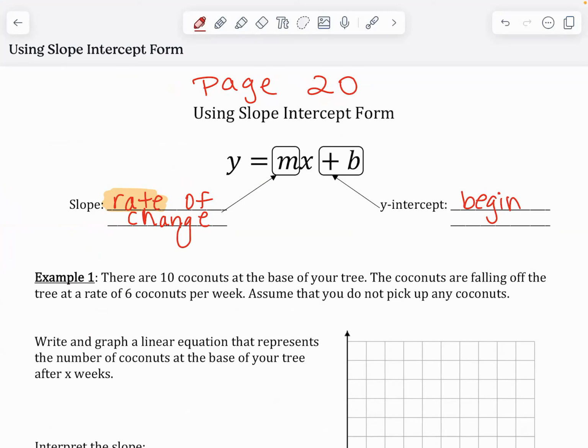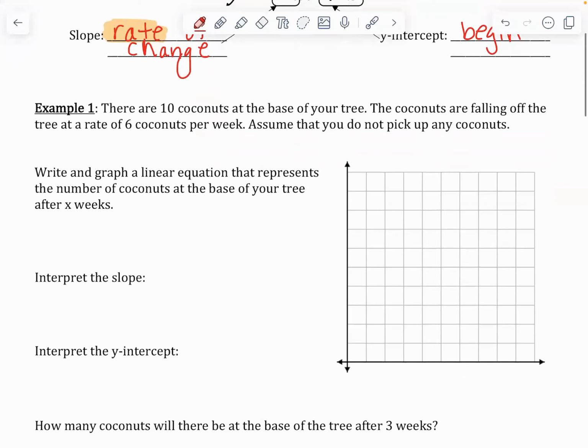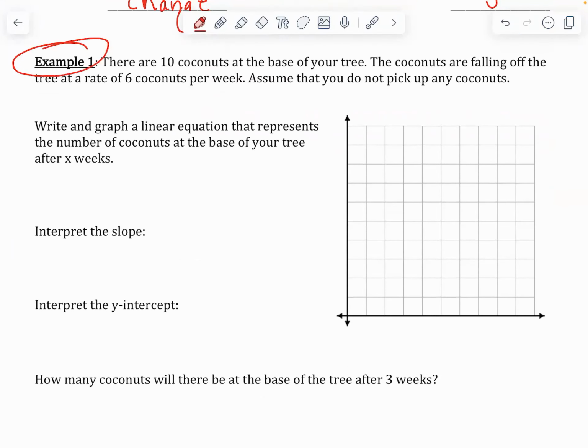Okay, so we need to be able to read a problem and figure out, hey, this is the starting number and this is the rate. So, Jacob, would you be willing to read example 1 aloud to the class? Coconuts are falling off the tree at a rate of 6 coconuts per week, if you do not pick up any of them.